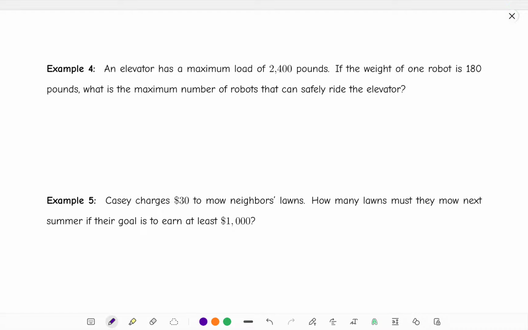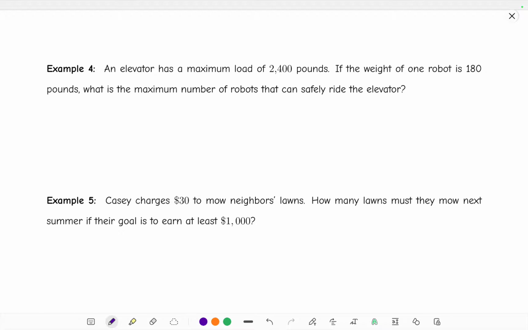So today we're going to do part 2 of section 3.1. Example 4. An elevator has a maximum load of 2,400 pounds. If the weight of one robot is 180 pounds, what's the maximum number of robots that can safely ride the elevator?